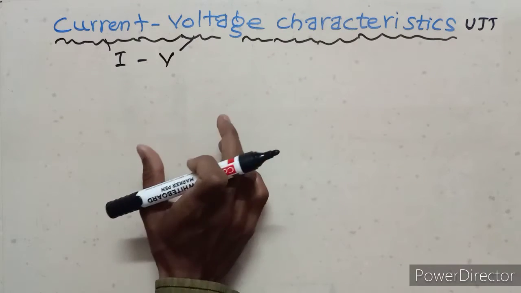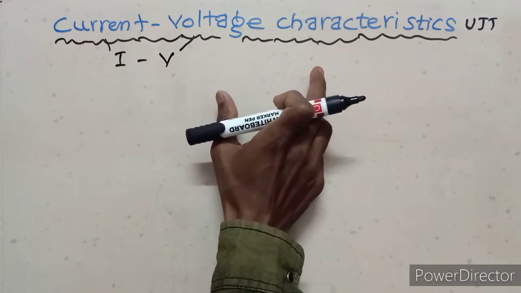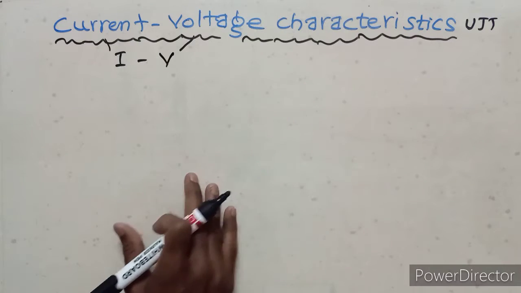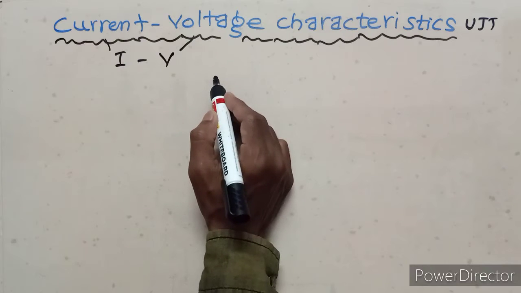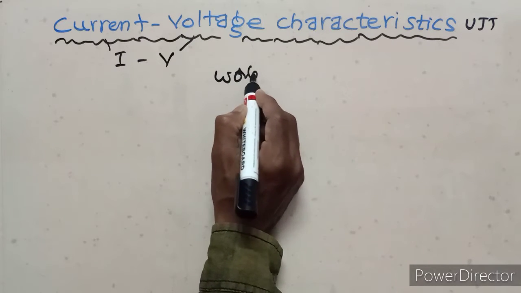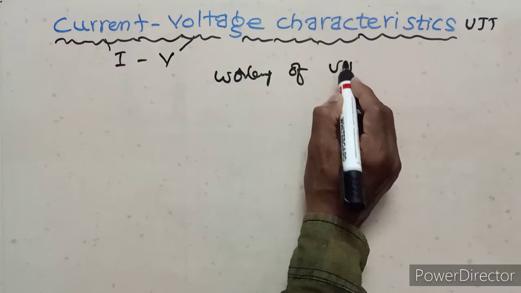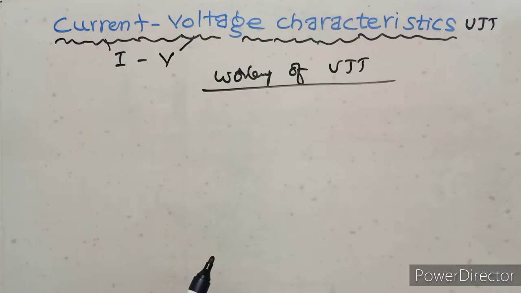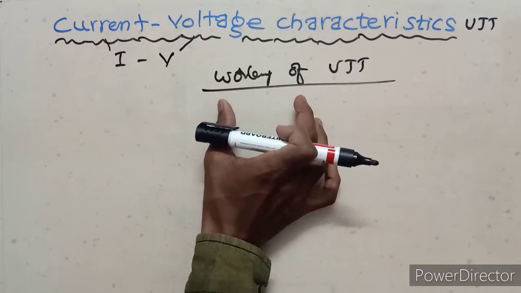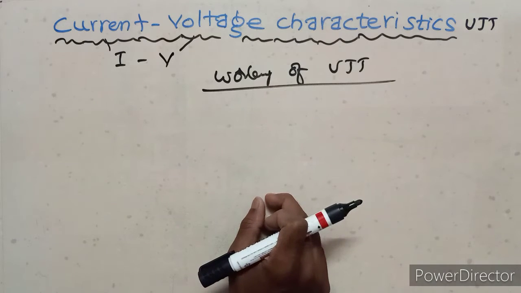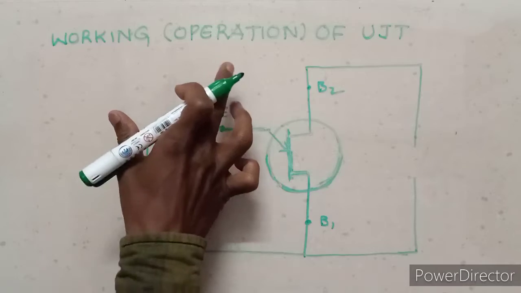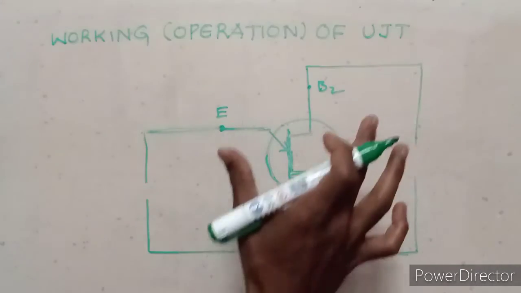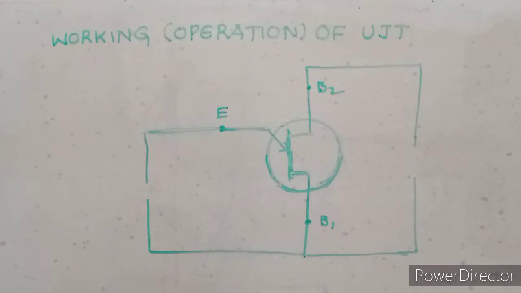Before this, let us discuss the working or operation of UJT. Now we have to discuss the working and operation of unijunction transistor, UJT.